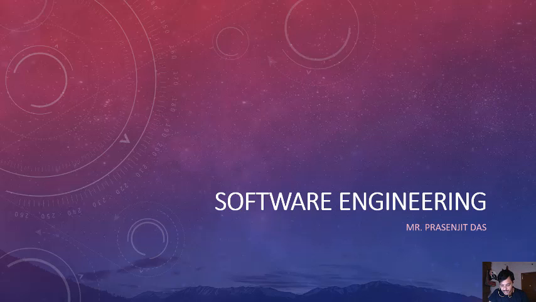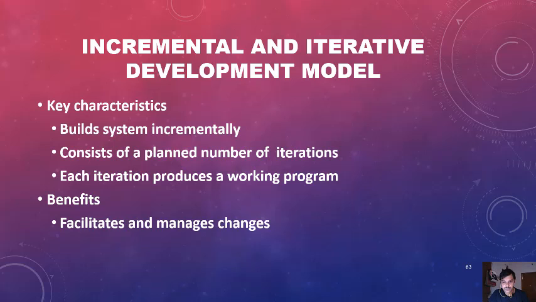Okay, today we will learn some more life cycle models of software development, more characteristics of SDLC. The first one is the incremental and iterative development model. The key characteristic behind this model is to build the system incrementally, consisting of a planned number of iterations. Each iteration produces a working program, and the benefit is that it facilitates and manages changes.